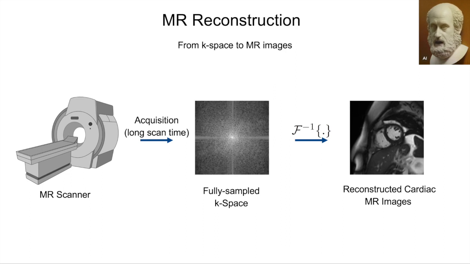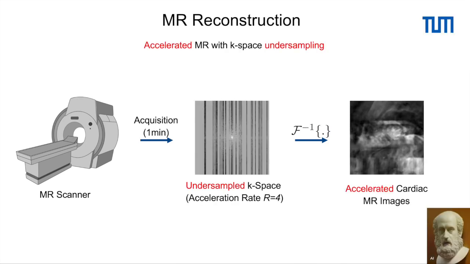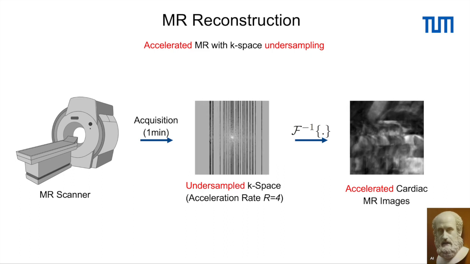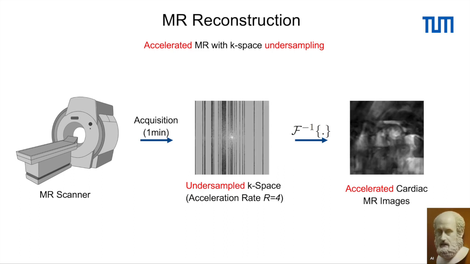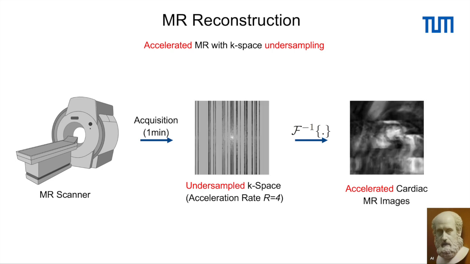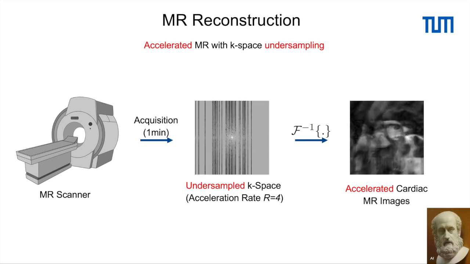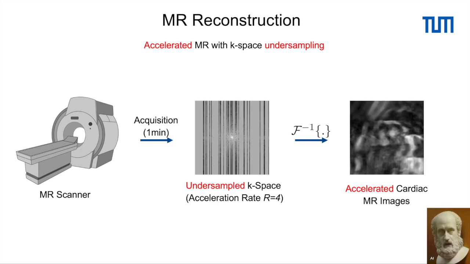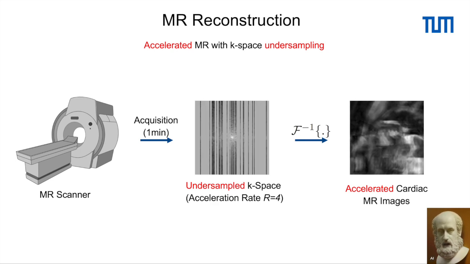In cardiac MRI, to acquire a fully sampled MR image, usually a long scan time of up to 10 minutes is required, which can incur patient discomfort. Therefore, to speed up the scan process, accelerated MR is applied. Fewer K-space data are collected, resulting in undersampled K-space and corrupted MR images after Fourier transform. In this context, an inverse problem is to be solved, and the MR reconstruction is required to restore the MR images.